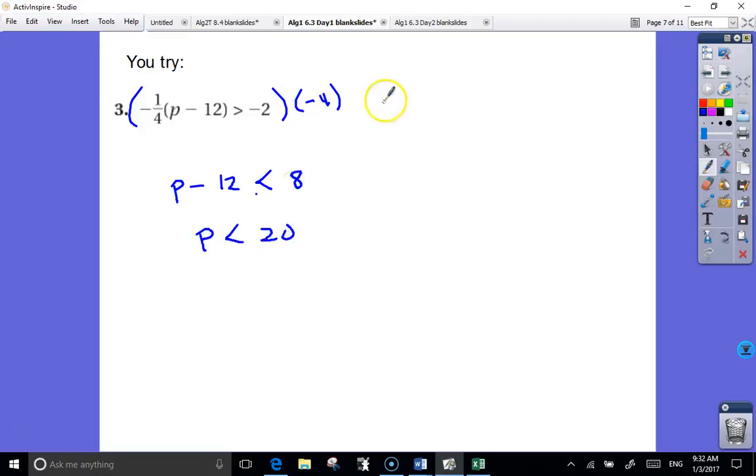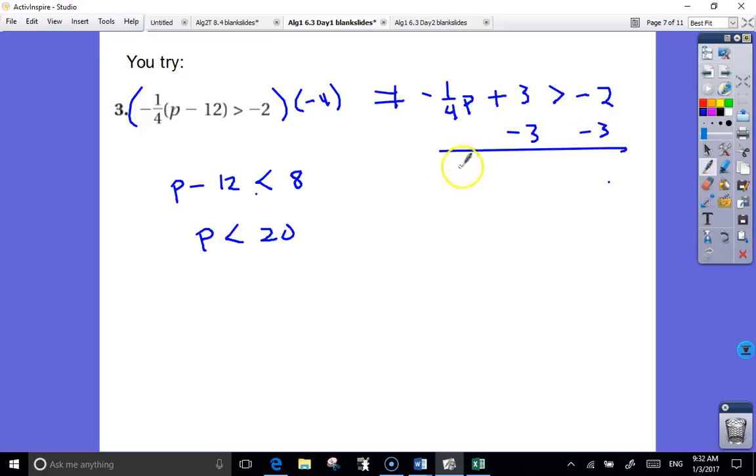Now, if I distributed it, I would have gotten this. Negative 1/4 times p. What's negative 1/4 times negative 12? Plus 3 is greater than negative 2. Okay, now what are the two steps? Subtract 3. Negative 1/4 times p is greater than negative 5. And then again, at this step, you could either divide by negative 1/4 or multiply by negative 4. Either one is the same thing.